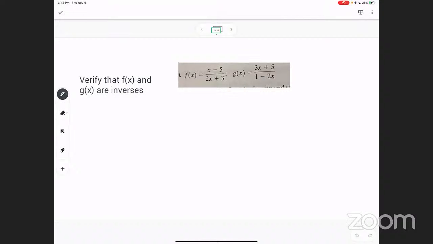My screen? Okay, so we're going to talk about, first of all, finding inverses. So they want us to verify that these are inverses. To verify it, what we basically have to do is plug in g of x into f of x using functional composition, and plug f of x into g of x. And both of those have to be equal to just x, the identity function.